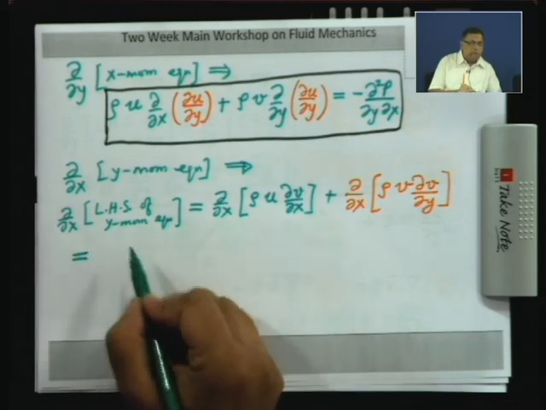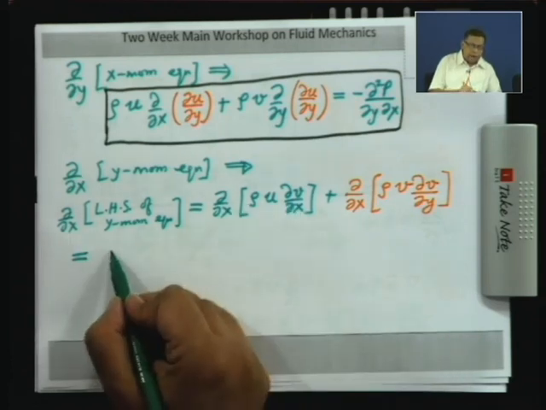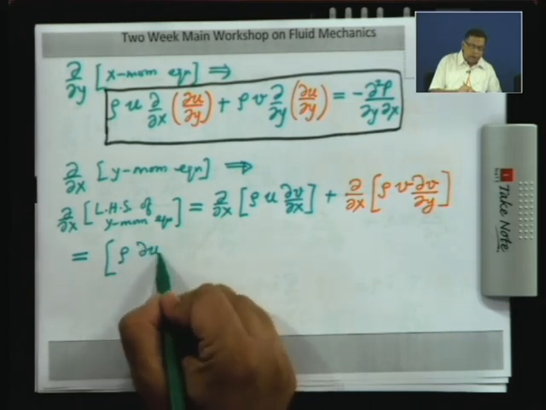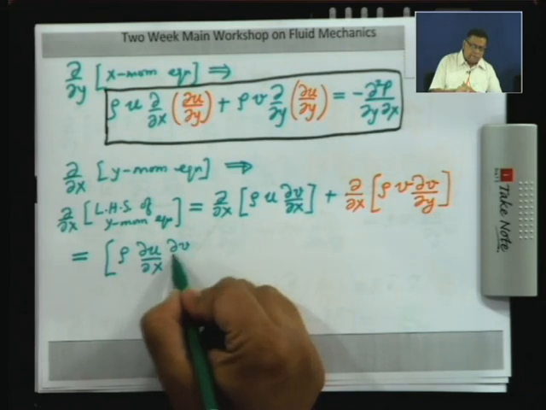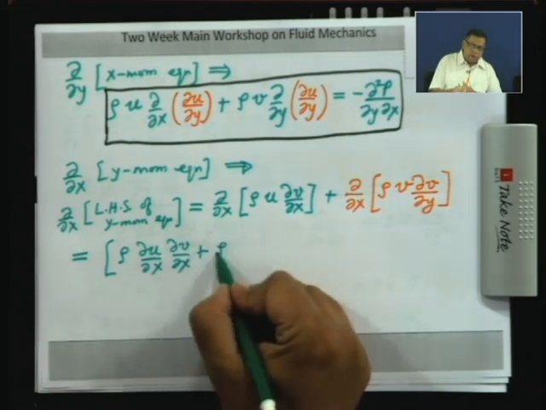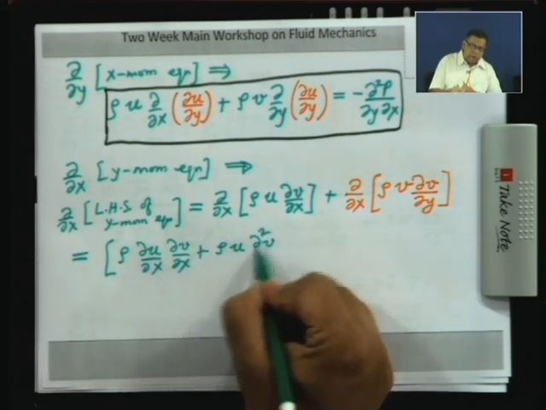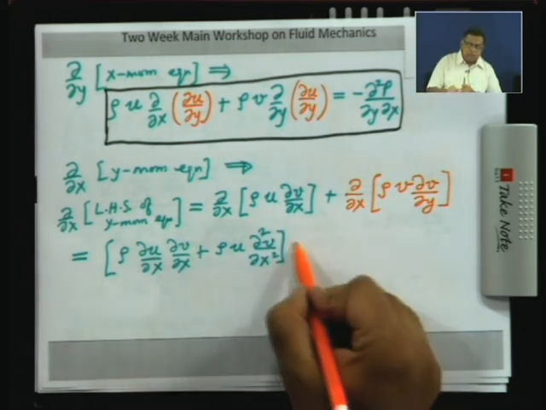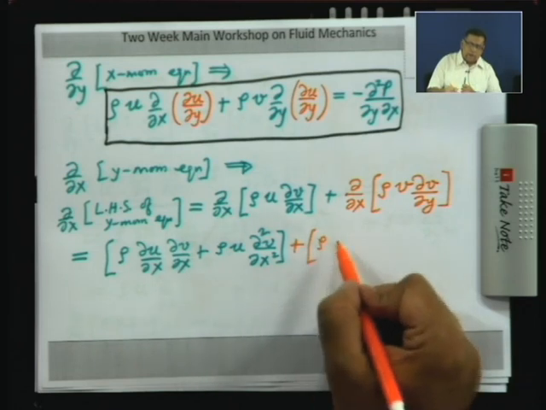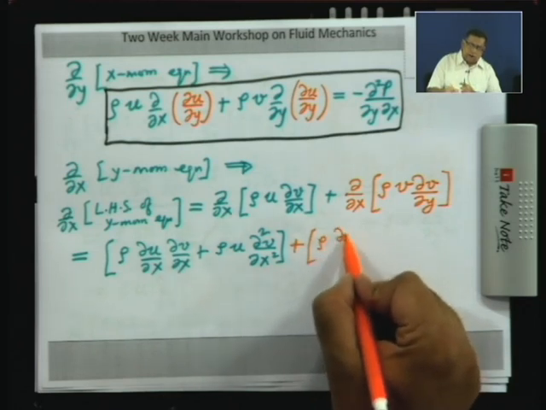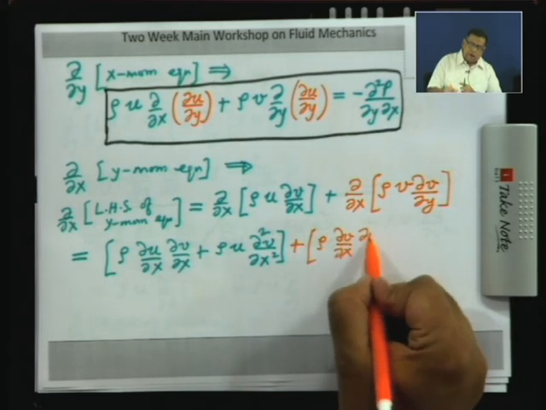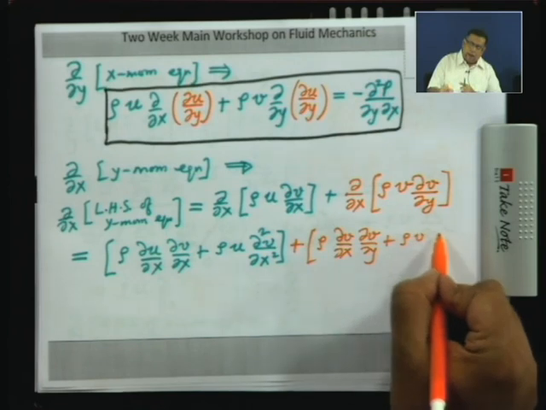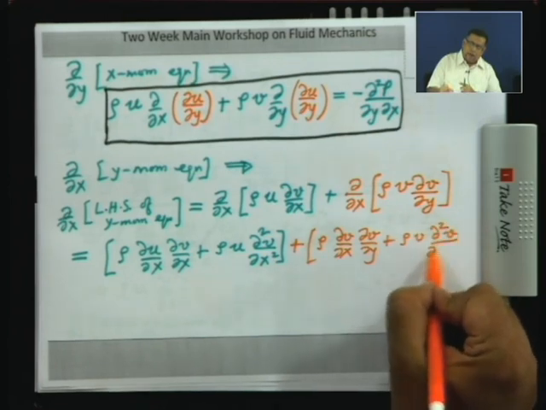Now, I will go a little bit faster. This term I can write as the sum of two terms: rho del u/del x del v/del x plus rho u del 2 v/del x squared, and the other two terms I can write as rho del v/del x del v/del y plus rho v del 2 v/del x del y.